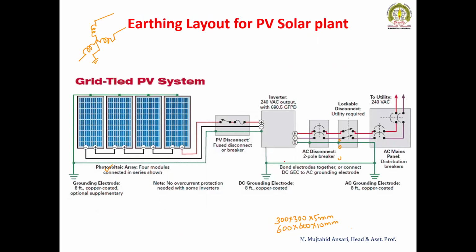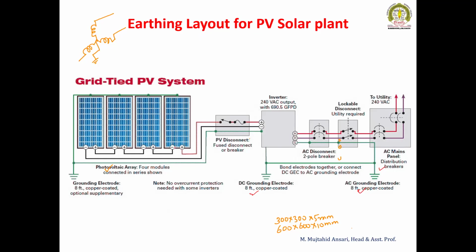So this is one typical layout of a grid connected solar PV system. There are different earthings. This is the DC earthing, used to connect the DC distribution box. This is the AC earthing, where the AC inverters or AC DBs are connected to the ground. So this is one earthing.